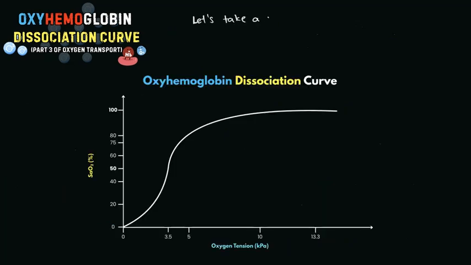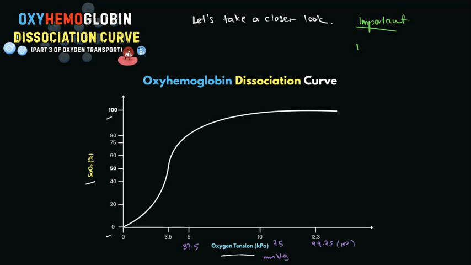Let's take a closer look at the oxyhemoglobin dissociation curve. You have saturation of oxygen against oxygen tension, with percentage for the saturation of oxygen, and kilopascal for oxygen tension. You can also write it in millimeters of mercury. You have to multiply the numbers by 7.5. So at 13.3 kilopascal, it's approximately 100 millimeters of mercury. And at 10 kilopascal, it is about 75 millimeters of mercury.